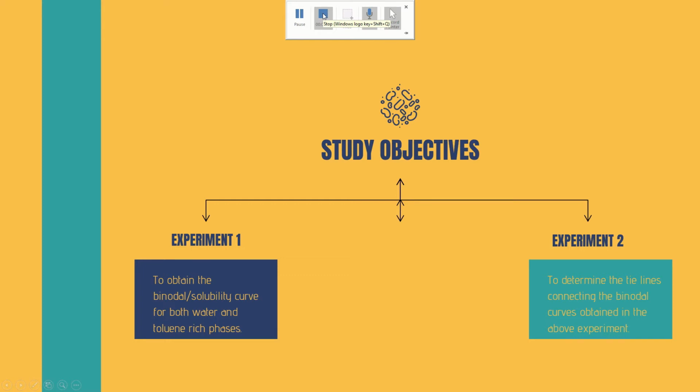There are two main objectives of this experiment. For Experiment 1, to obtain the binodal or solubility curve for both the water-rich and toluene-rich phases. For Experiment 2, to determine the tie lines connecting the binodal curve obtained in the experiment above.